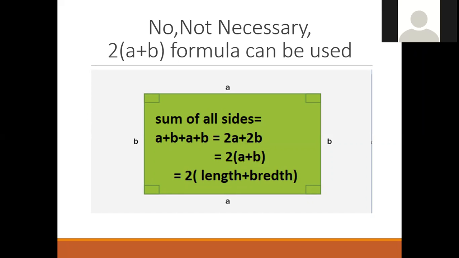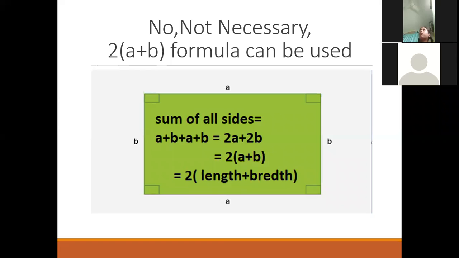So for this question, if I do it in this method, 2 into what is length and what is breadth here? 12 centimeters plus 5 centimeters. 12 plus 5 is 17. 17 twos are 34 centimeters. Okay. So when a rectangle is given, you can add all four sides. Already you know the method. We did many problems in the last class. That is anyhow already there. Instead of that, if you want to do it in an easy way, yes, there is a formula: 2 into length plus breadth.